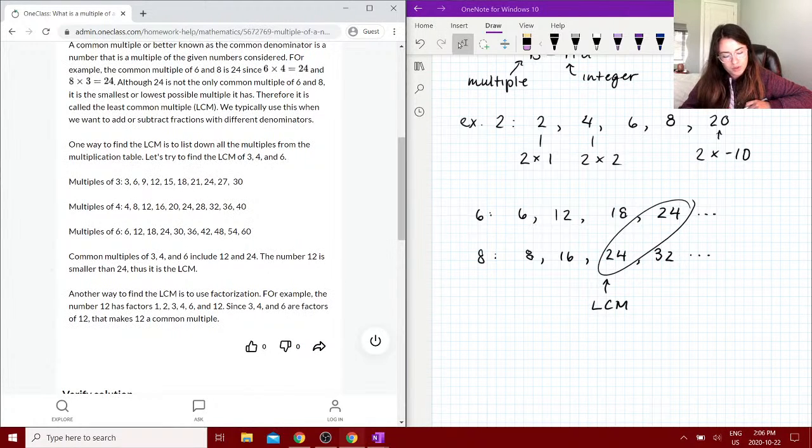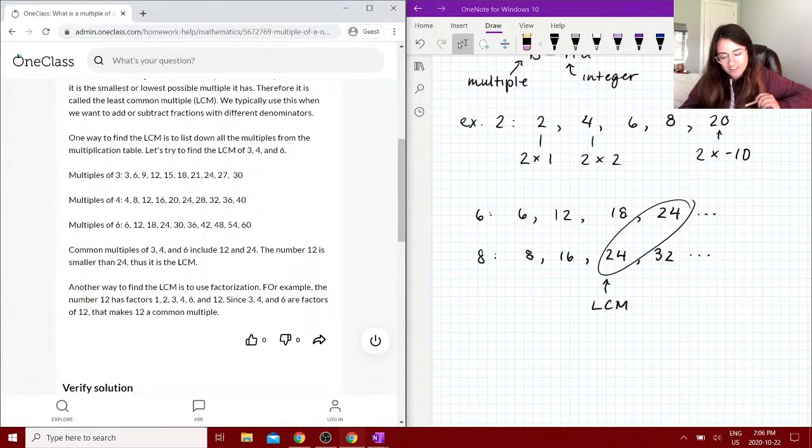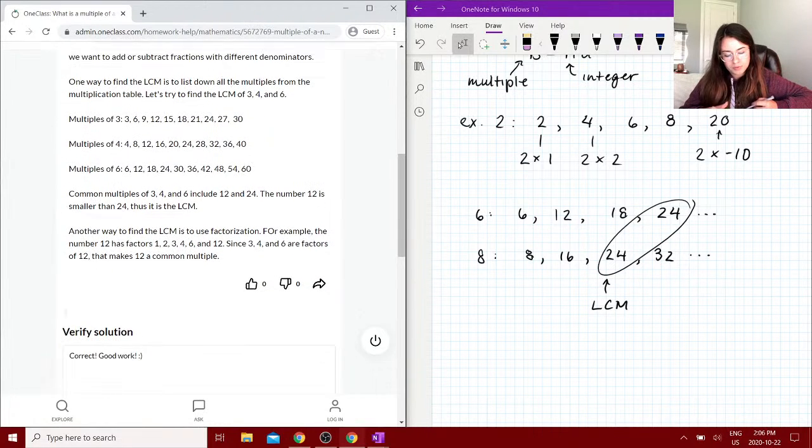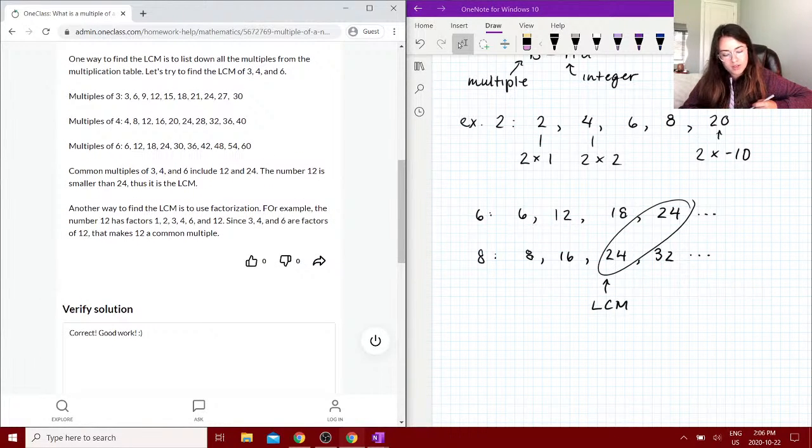They also give a couple other examples here of multiples of 3, multiples of 4, multiples of 6, and as you can see between them, I'm just going to draw a line around it. The lowest common multiple there is just 12. Of course, they also have 24 in common, but 12 is the lowest, so it's the LCM, or lowest common multiple. Another way to find a lowest common multiple is to use factorization.